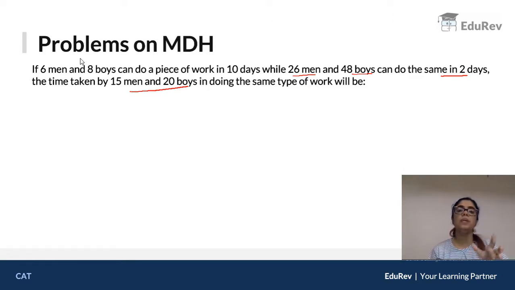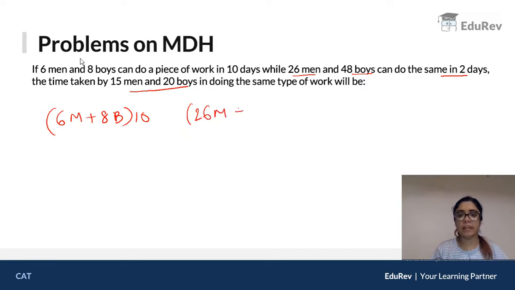Now understand, we have an MDH concept, which is man days hours. Now we have two genders here. So basically we have two categories here, which is men and boys. So they will be cumulatively combined into the man category. So that means 6 men and 8 boys can do a piece of work in 10 days, while 26 men and 48 boys can do the same work in 2 days. The work is the same, so MD here is equal to MD here.